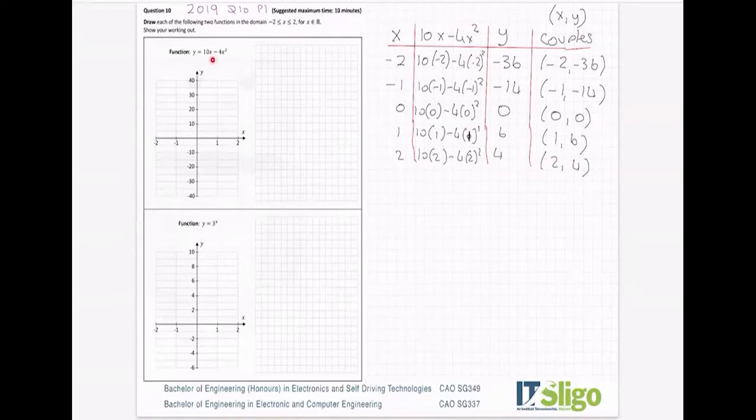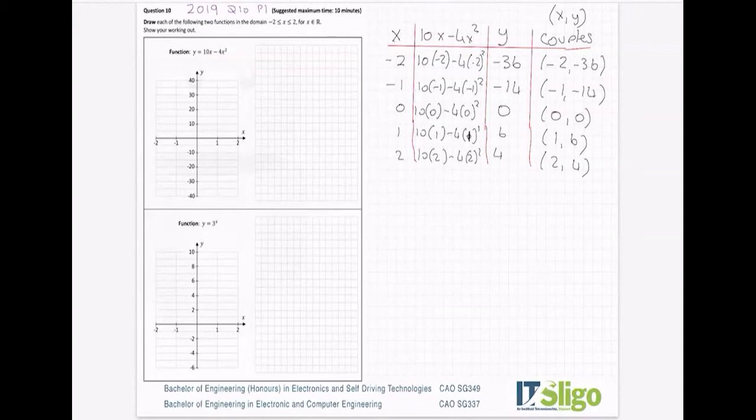And again, it's a quadratic. I know that because of the x squared term in it. So I'd be expecting a sad face in this case. I know that because the x squared term has a minus in front of it. So it's a sad face when that happens. It's a smiley face if that was a plus 4x squared. So let's plot my points.